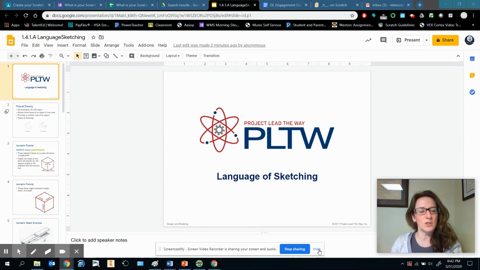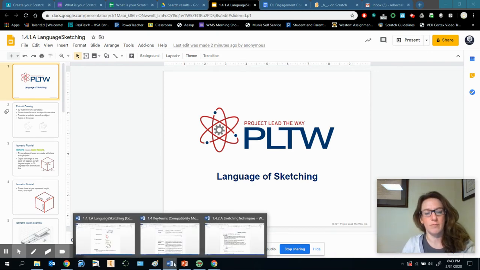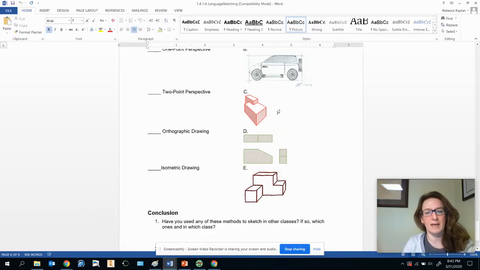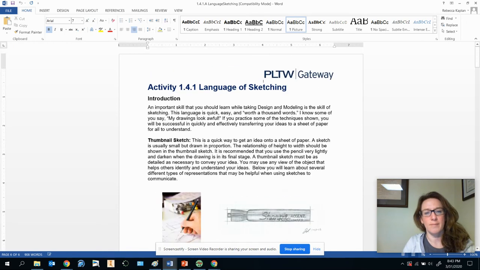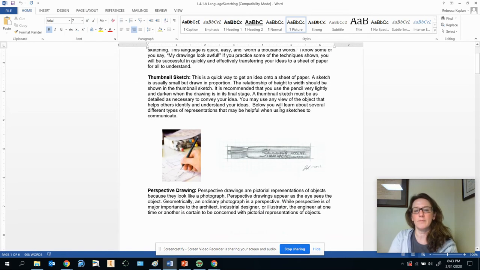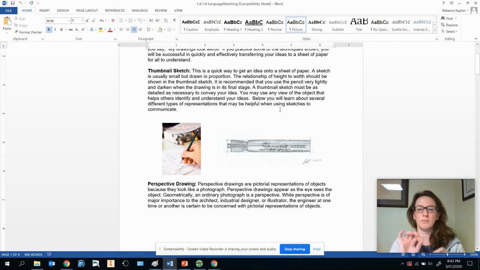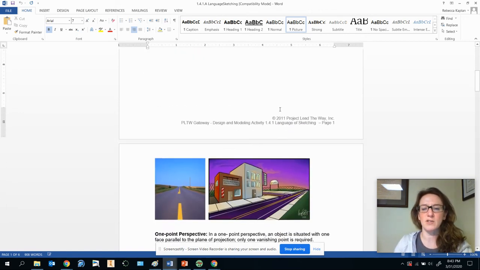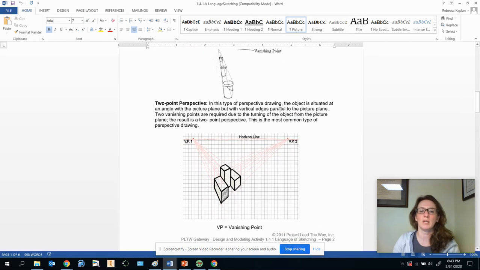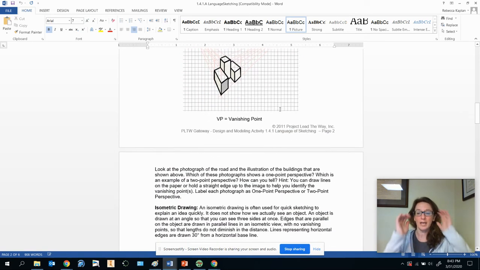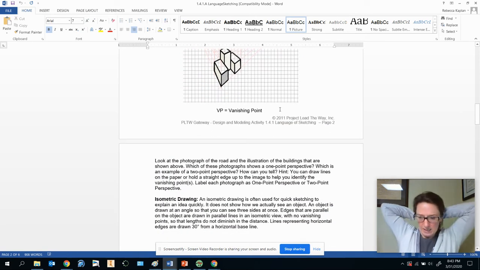Okay, so what you need to do is make sure that you have a pencil or a pen, and make sure that you have your packet, the language of sketching packet from Monday or Tuesday's lesson. Basically, we're just going to be going through it. You can write a few notes or maybe sketch in the margins, but we're really going to be talking about it. We're going to be talking a lot about technical sketching for the next week or two.